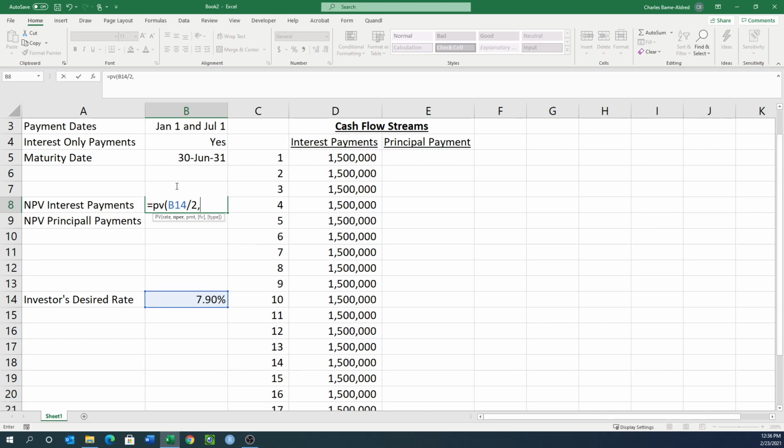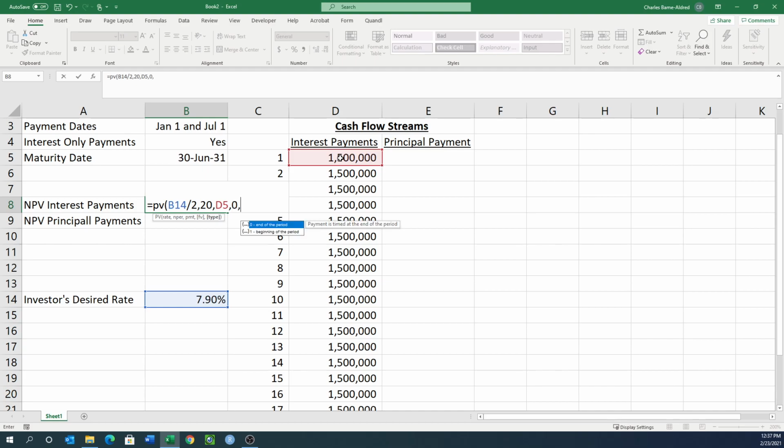Then we put in a comma, and we look at the number of periods. Well, how many periods get paid? It's a 10-year note, but there are 20 periods where we're making payments. Then we want to put in the payment. Well, the payment is our $1.5 million. We can just choose one of those, and that'll be fine because it's the same payment every single time. The future value is going to be 0.